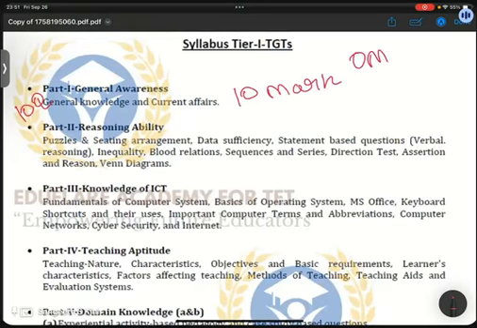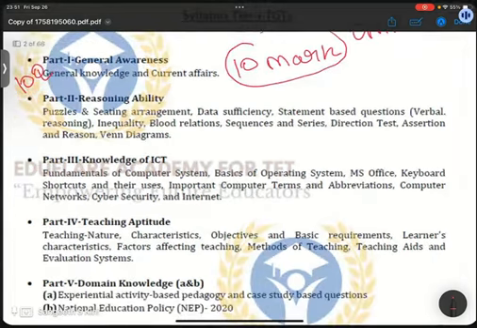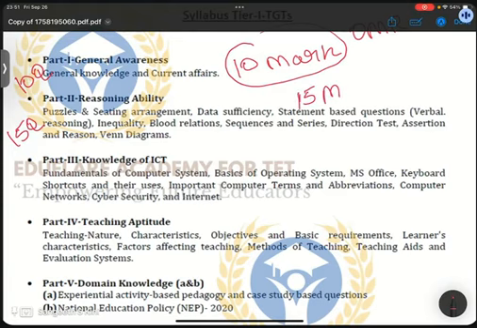These are OMR based exams, that is, objective MCQ type exams. In part 1 general awareness, there are 10 questions and each question carries 1 mark, total 10 marks in this part 1. Next we have part 2, that is reasoning ability. The same topics we already discussed in PGT are here: puzzles, seating arrangement, data sufficiency, statement based questions, blood relation, etc. Here the number of questions is 15, and each question carries 1 mark, that is 15 marks.